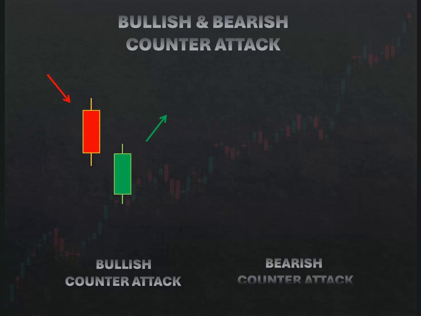A bearish counterattack pattern occurs at the top. In this pattern, the first candle is green but the second candle is red. The red candle opens after a gap up but closes down near the closing price of the first green candle.